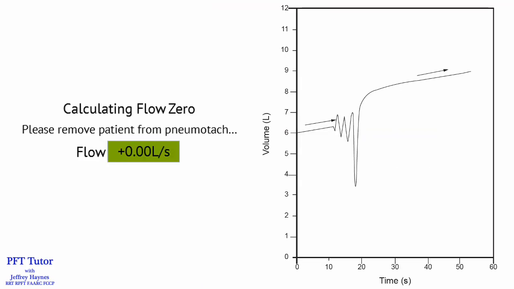Another technical problem that can result in inaccurately high values is a positive zero flow error. So that means the pneumotach is measuring expiratory flow, even though there isn't any flow. As you can see on the right panel, everything is drifting upwards even when the patient's not on the mouthpiece. So if you suspect this, it's usually easy to fix. You can just re-zero the pneumotach.